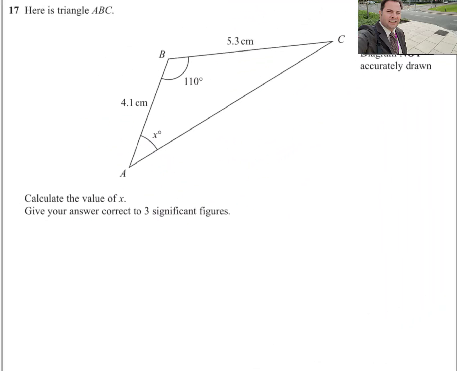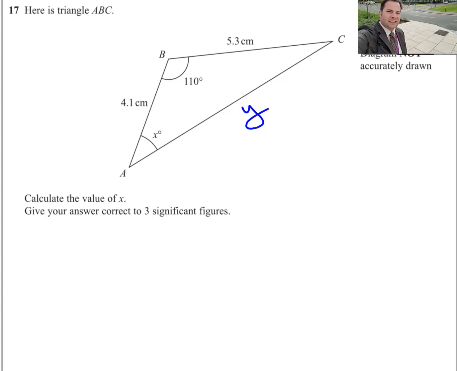Question 17, here is triangle ABC. We have two sides and one angle. Calculate the value of x. Differentiate between sine rule and cosine rule. If we have two sides and the included angle, you can apply the cosine rule to get this side. But he asked to get x.